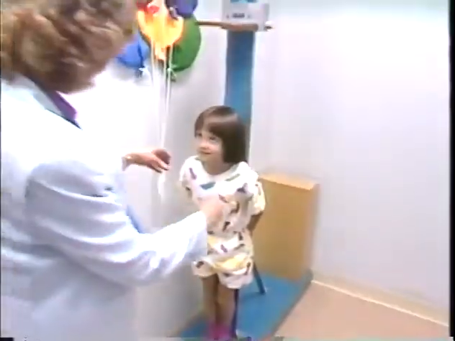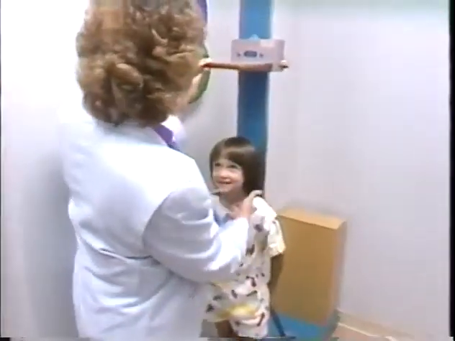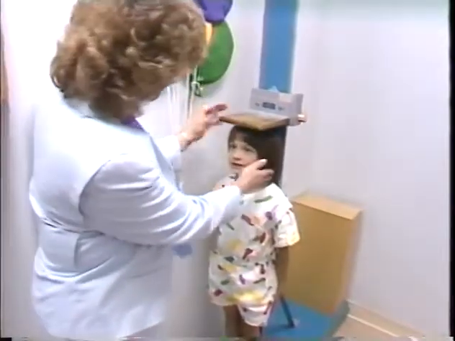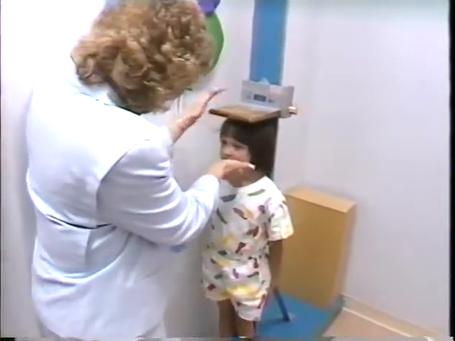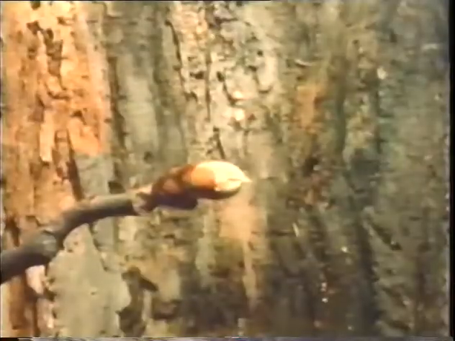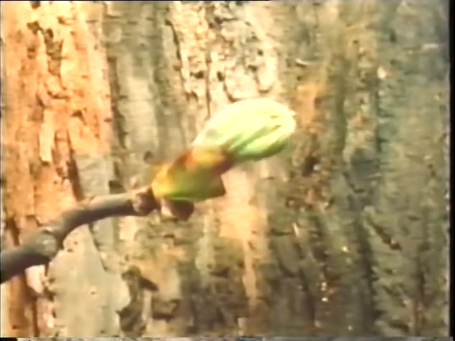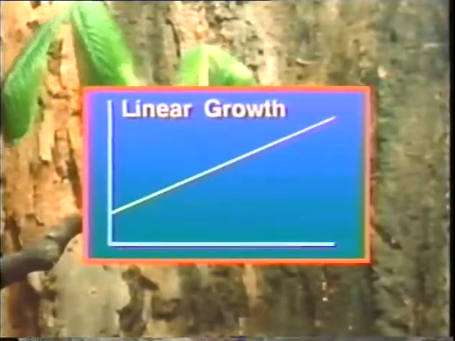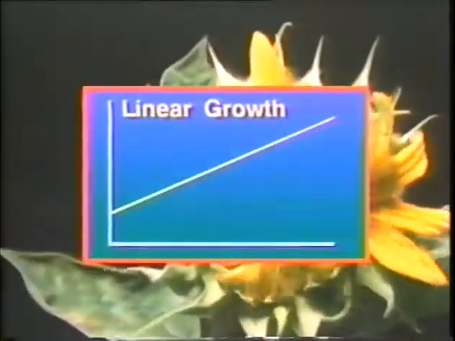Think you've grown? Think so? Some things grow at a steady pace. For example, children add about the same number of inches to their height each year. Plants often grow at a steady rate too, adding a fixed amount in a given time period. When we graph such growth, we get a straight line, so we call this linear growth.